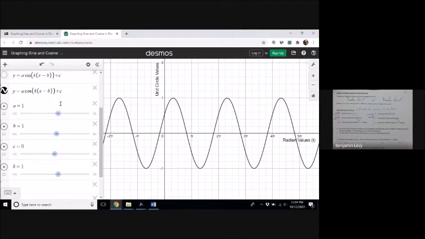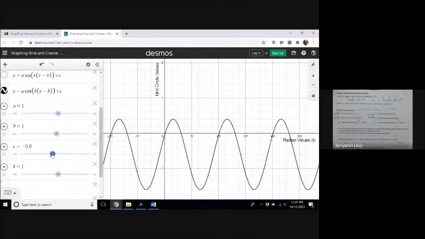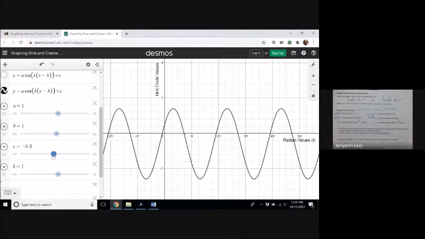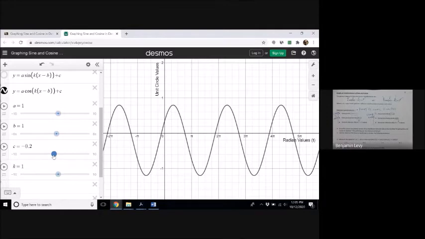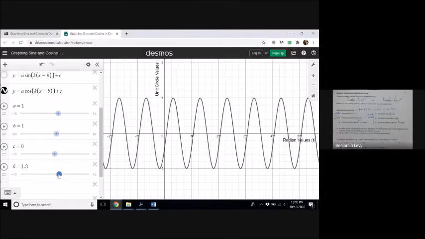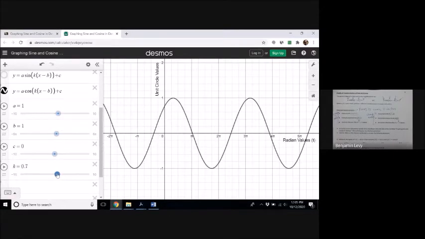The C is the thing that's being added outside the function. And when we mess around with the C, you can see it makes it go up and down. And so the C is controlling vertical shifting. And then the K is horizontal shrinking or stretching, depending on how big it is.